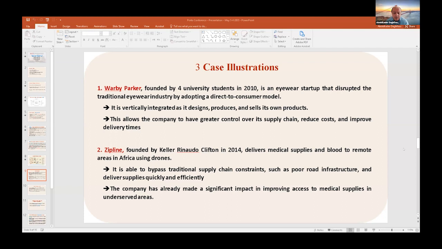So the company has already made a significant impact improving access to medical supplies in underserved areas. So here with Zipline, it's an example of how they used logistics to solve logistics problems using drones. And at the same time, it has this very, very important social impact.